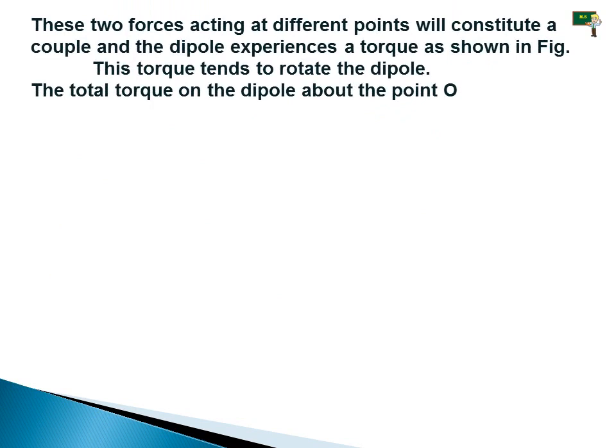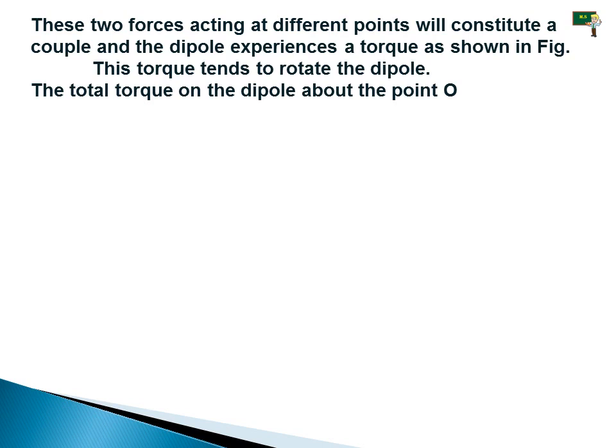These two forces, the force on the plus q charge and the force on the minus q charge, acting at different points will constitute a couple, and the dipole experiences a torque, which is shown in the figure. Now this torque tends to rotate the dipole. Okay, the total torque on the dipole at the point O is the main point. But note, electric field lines of a uniform field are equally spaced and point in the same direction.